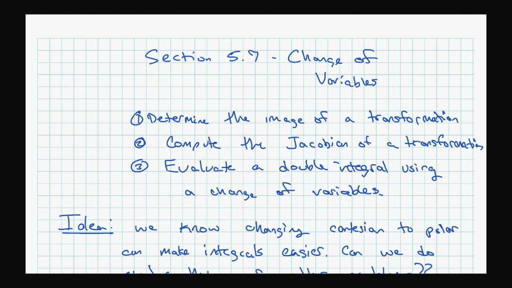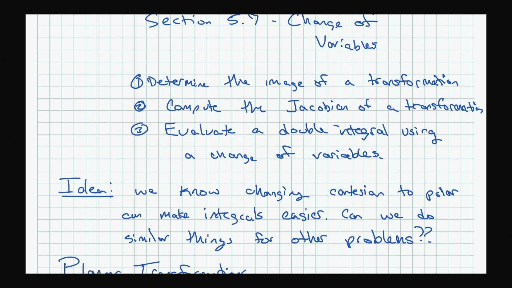Okay, everybody. So we will go ahead and get started here. What we're going to be covering today is section 5.7 in your book, which is change of variables. I really like this section. It's a lot of fun.